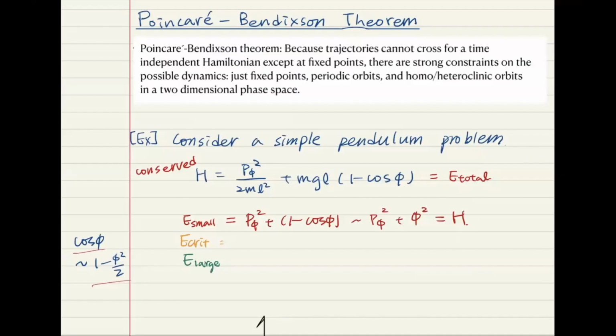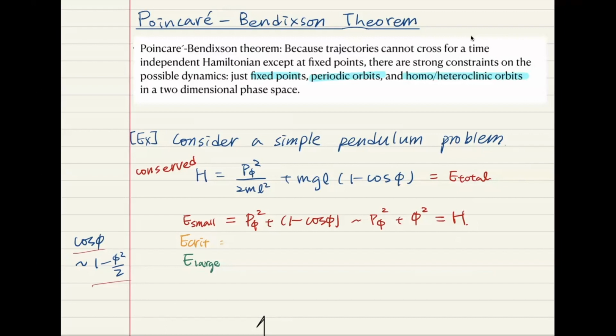Hey everyone, in this video, I'm going to talk about the Poincare-Bendixson theorem. So the Poincare theorem is essentially telling us all the possible dynamics you can see in two-dimensional phase space. So these are all the possible dynamics you'll see: fixed point, periodic orbit, and this orbit.